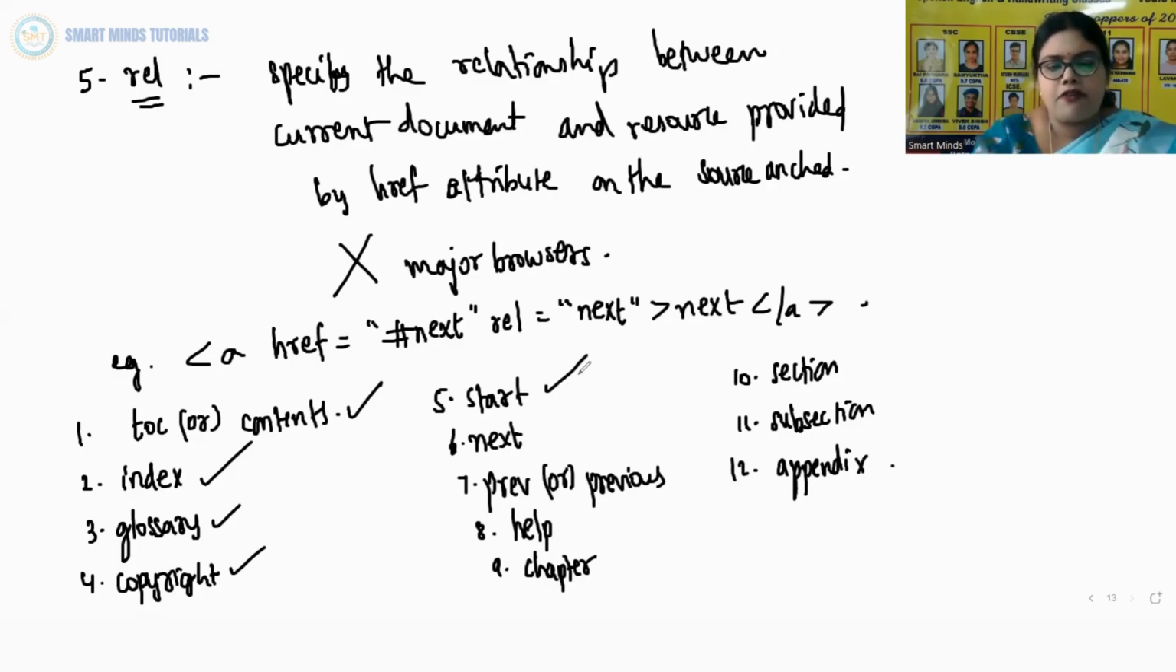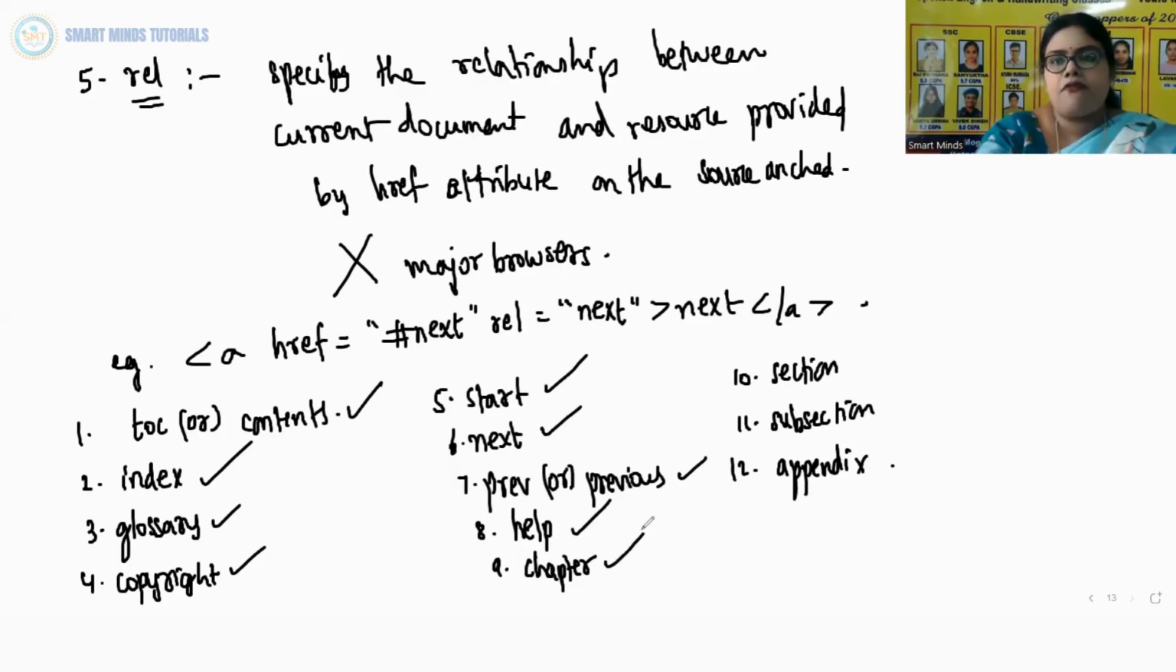Then next, start refers to the document that is at the top position in a collection of ordered documents. Then next refers to the document that is at the next position in a collection of ordered documents. Then previous refers to the document that is at the previous position in a total of ordered documents. Then help refers to the document that is user understandable and it can be navigated from one page or site to the other.